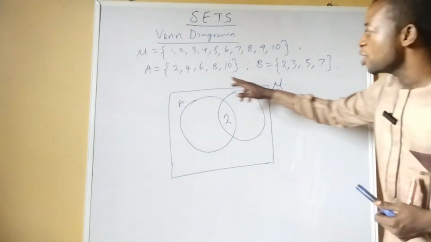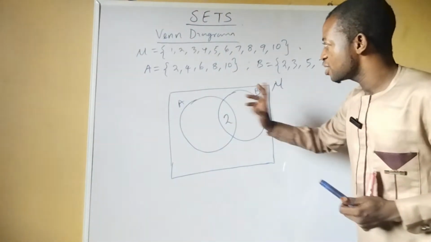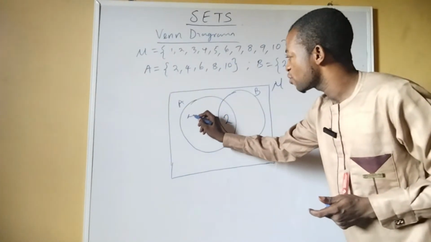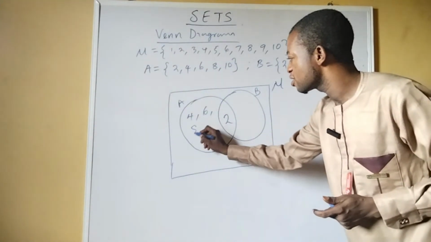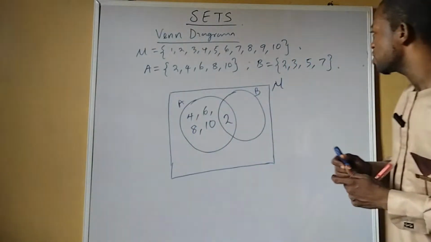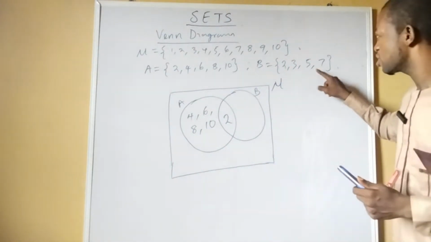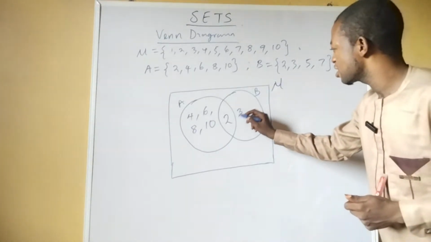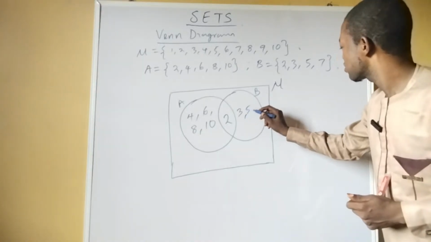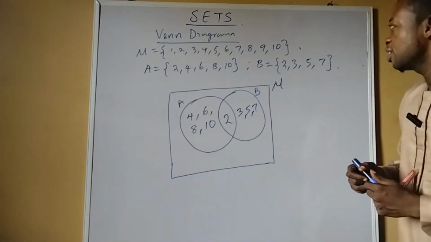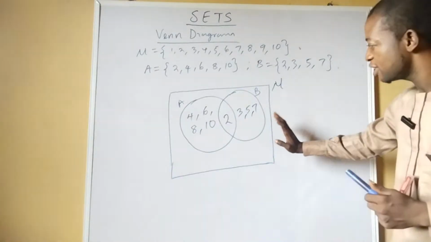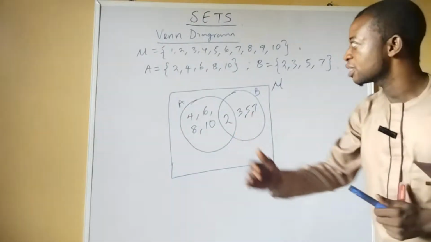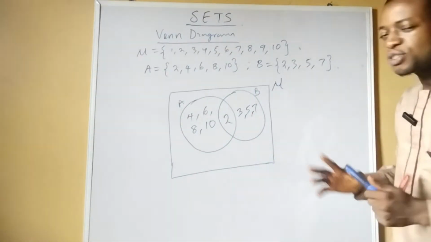Now, when you take away 2 from A already, what is left is 4, 6, 8, 10. I can write it here: 4, 6, 8, 10. When you take away 2 from B, what is left is 3, 5, 7. I can write it as 3, 5, 7. It means I've written everything inside B already, which is 2, 3, 5, 7. But 2 is common to both A and B. I believe somebody got that. Now, let's look at this.